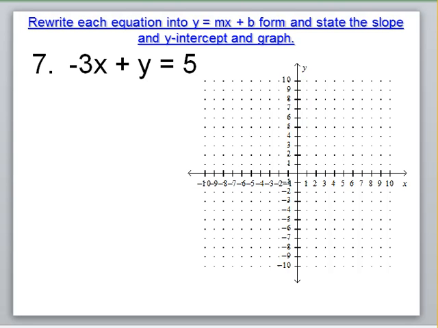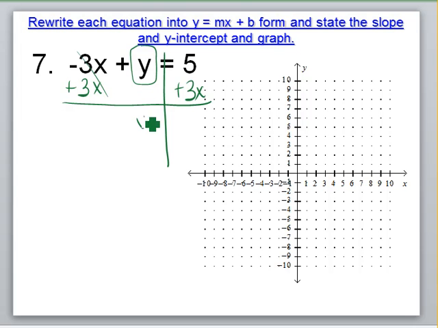I'm going to rewrite this into y equals mx plus b, and then I'm going to state the slope and the y-intercept, just like I did before. So since it's not in y equals mx plus b, I've got to solve for y, so I've got to get y by itself. The way I'm going to get y by itself is getting rid of this negative 3x portion. So what I'm going to do is get rid of that by adding the 3x to both sides.